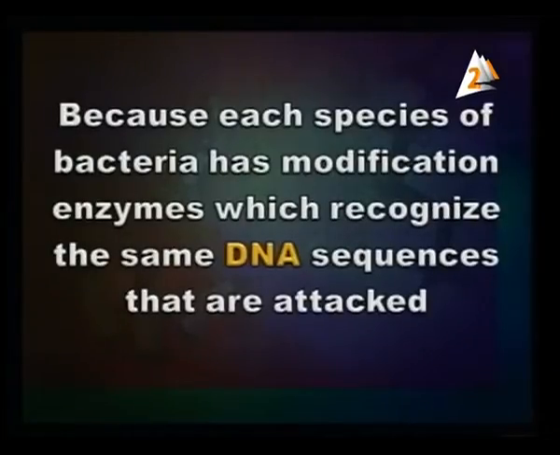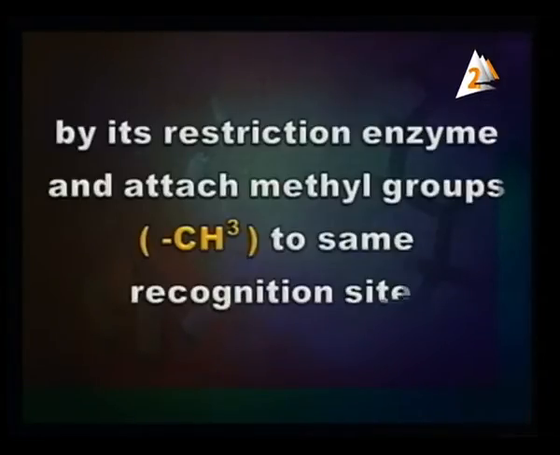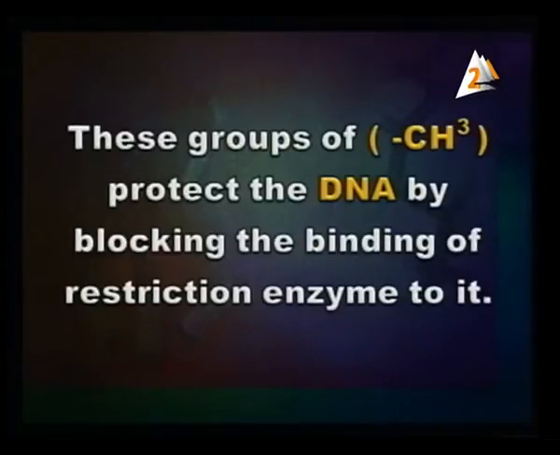Because each species of bacteria has modification enzymes which recognize the same DNA sequences that are attacked by its restriction enzyme and attach a methyl group, CH3, to the same recognition site. This group of CH3 protects the DNA by blocking the binding of the restriction enzyme to it.